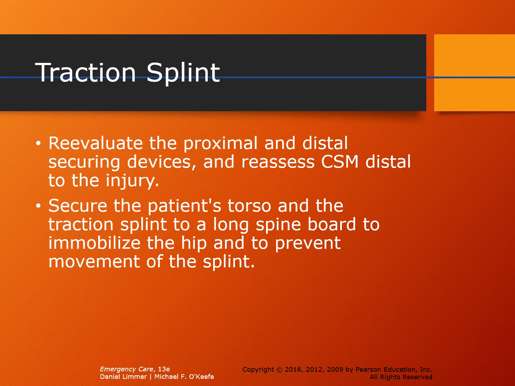Now that we have all the straps and we have traction being pulled, we need to reevaluate the proximal and distal securing devices. So make sure that the ischial strap and the ankle strap are in fact secure and in place, and then reassess CSM distal to the injury, and secure the patient's torso and the traction splint itself to a long spine board to immobilize the hip and to prevent movement of the splint.